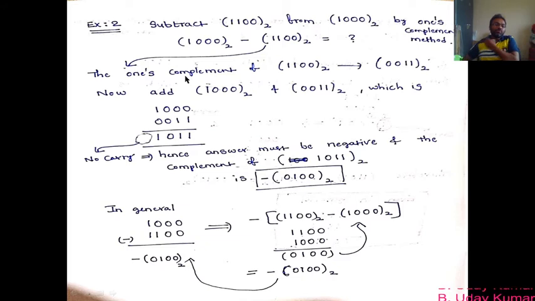Anyway, in example 2, what is the problem that has been given here? You have to subtract 110 to the base 2 from 1000 to the base 2 by ones complement method. So this is our example. You know that while using ones complement method, you have to follow certain steps. What are the steps that you have to follow? This is the question that has been given to us: 1000 to the base 2 minus 1100. By seeing this, you can say that this is a bigger binary number, and this is the smaller binary number.